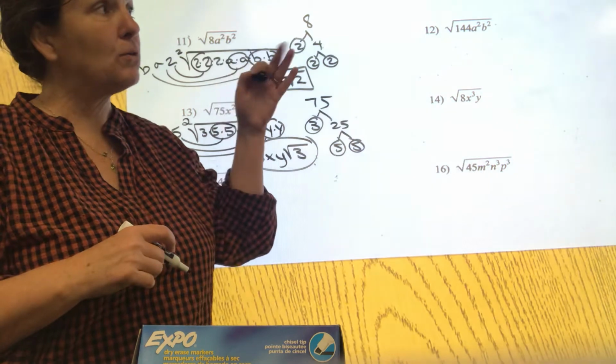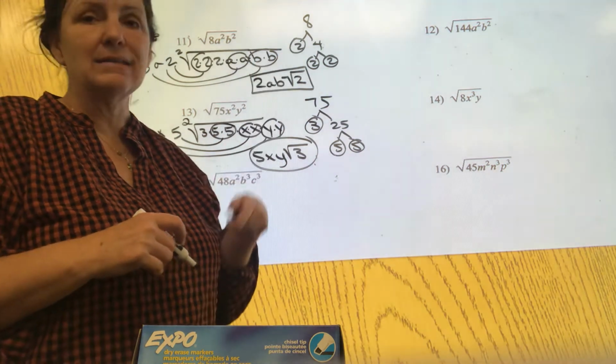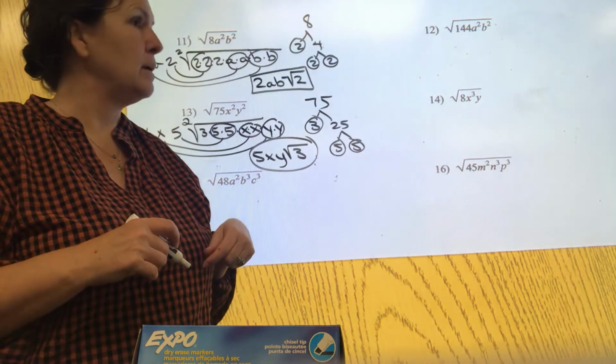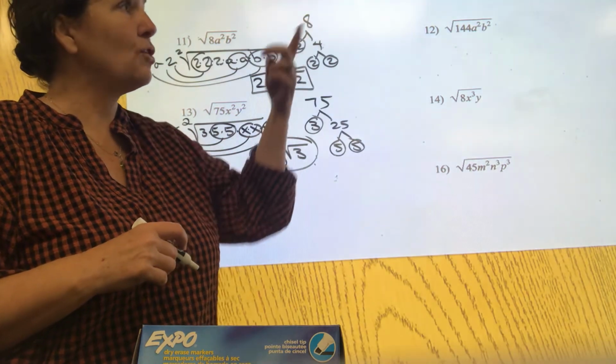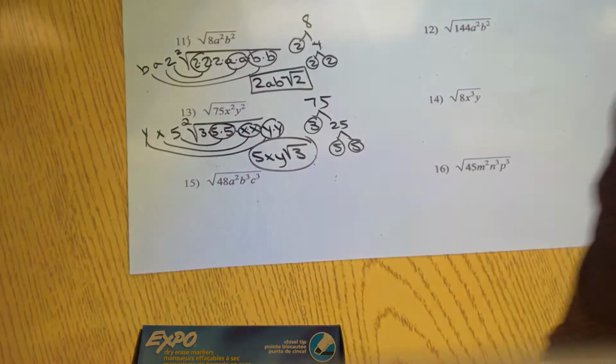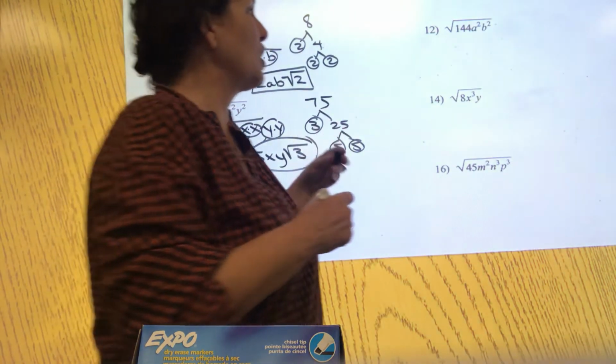And again, I have a poster on the wall. So 19 times 19, 361. 18 times 18, 324. I have this great poster up here. So give it a go, okay?